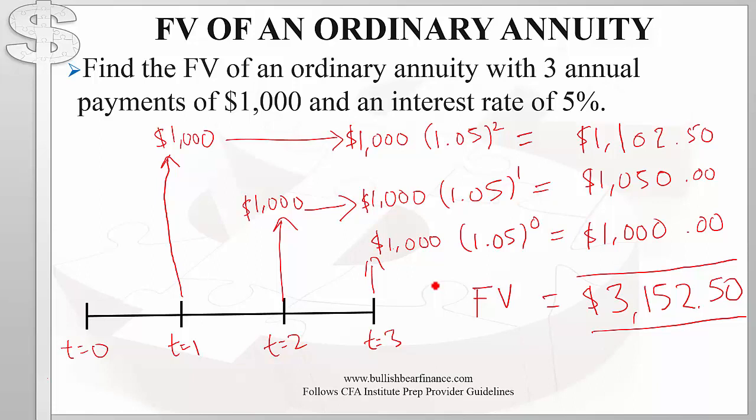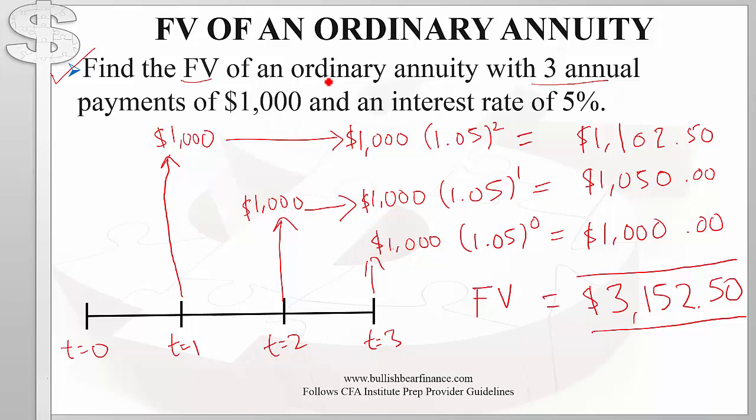On this slide, we will compute the future value of an ordinary annuity using a timeline to get a better sense of how these calculations work. On the next slide, we will use a financial calculator to perform these calculations much faster. So let's compute the future value of an ordinary annuity with 3 annual payments of $1,000 and an interest rate of 5%.